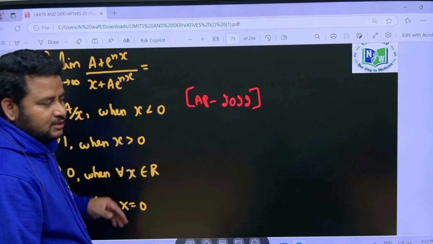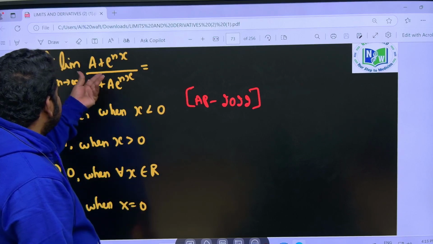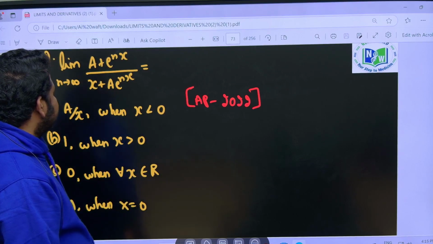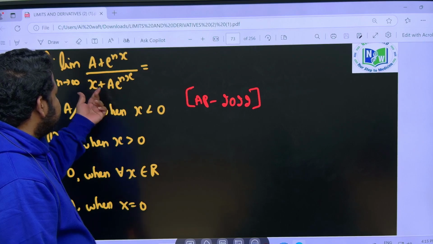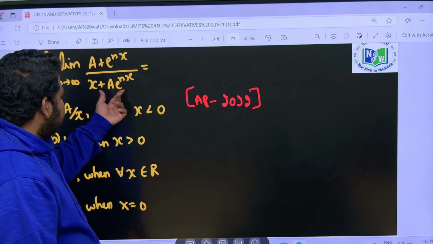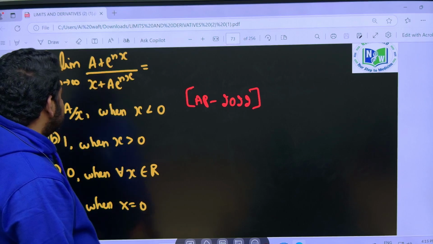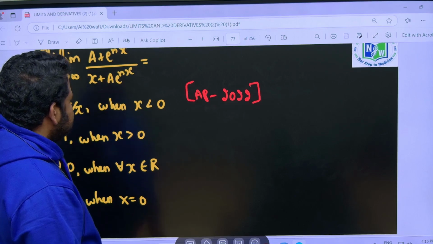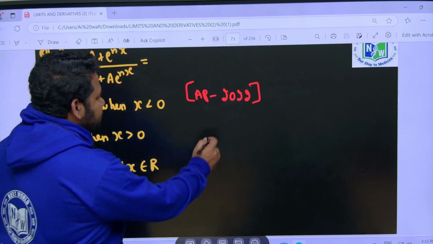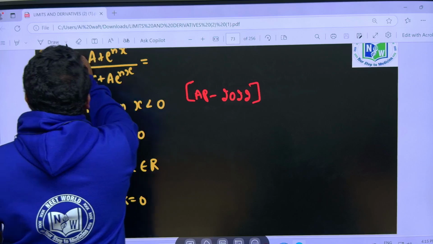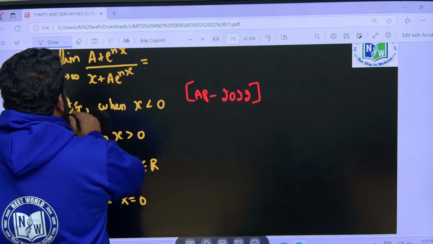Which we have solved. So the question given is: limit of (a + e^(nx)) divided by (x + a·e^(nx)) as n tends to infinity is equal to what? This was asked in APEAPCET AP 2022. So let us see how to solve this question.